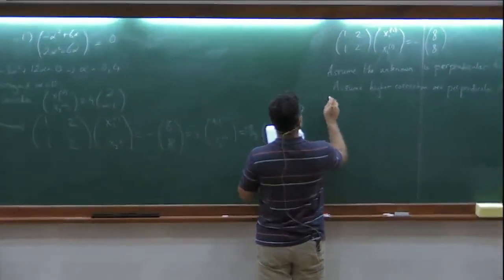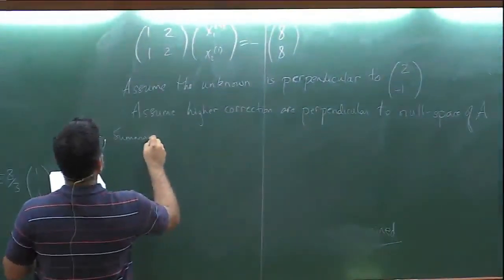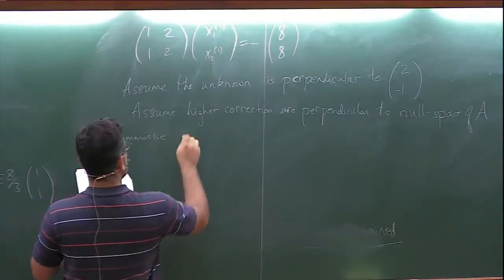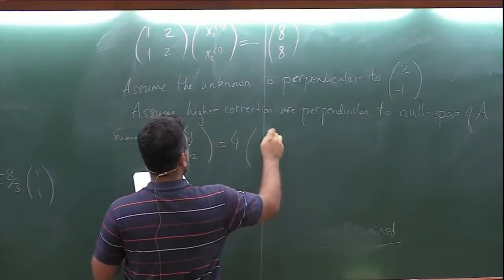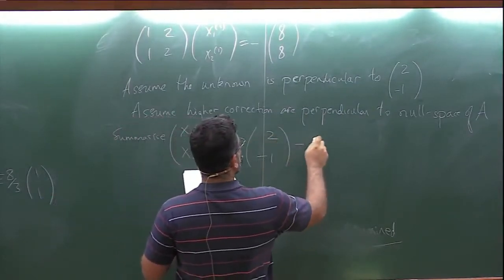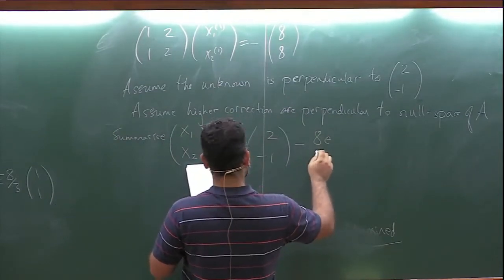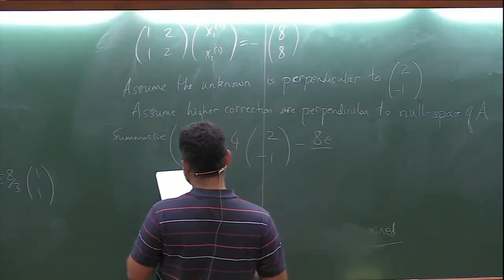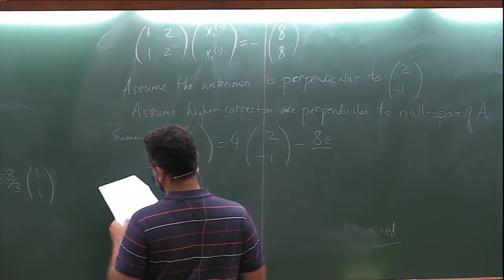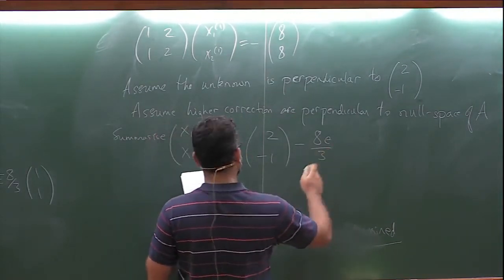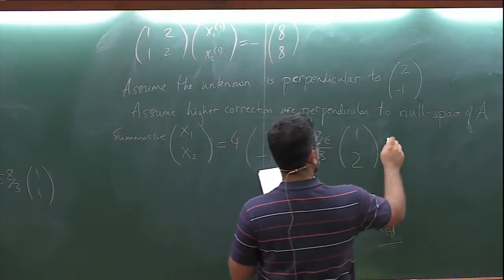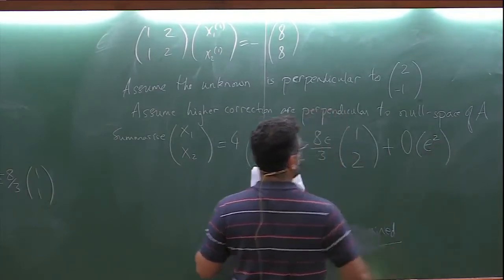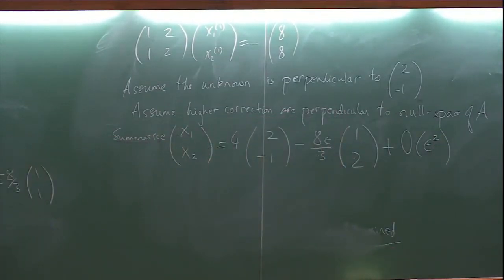Let's summarize what we know so far. X2 should be 4 times 2 minus 1 minus 8 epsilon by, people claim it's 3, but I claim it's 5. Just for consistency I'm going to do this, but in the notes it's different. If I've made a mistake in the notes, let me know. So this is what we know so far. We know x10, x20, x11, x21.